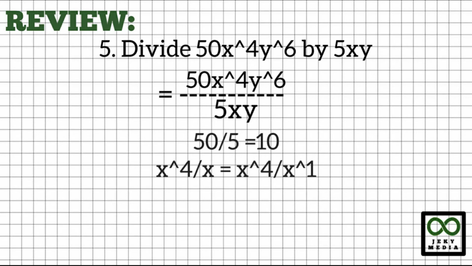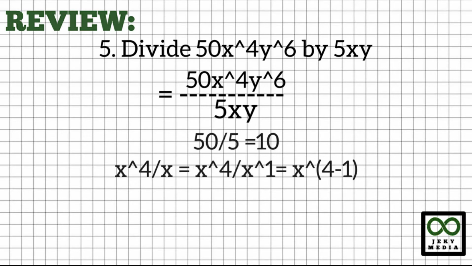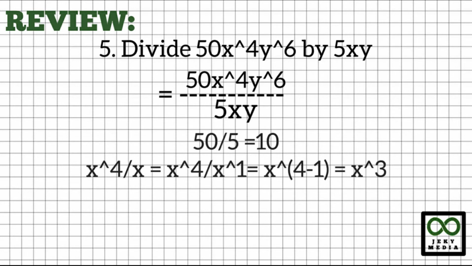It is understood that x has an exponent 1. Raising a number by 1 will have no effect on the number. To get the quotient of the variable, follow the law of exponents for division. Subtract the exponents. 4 minus 1. The result is 3. The quotient of the variable is x cubed.